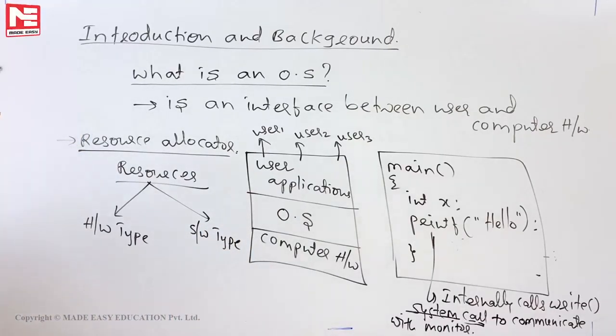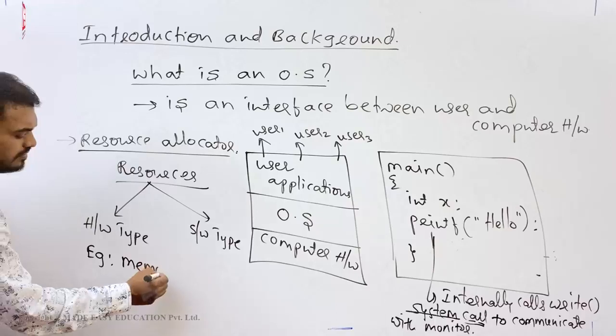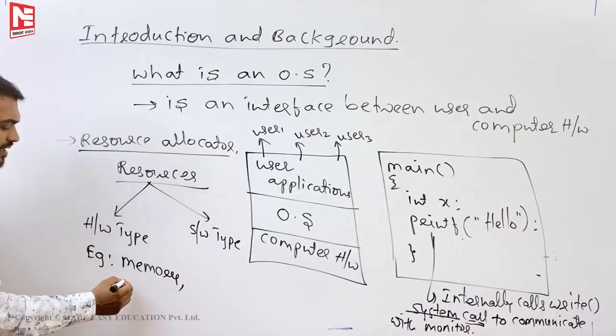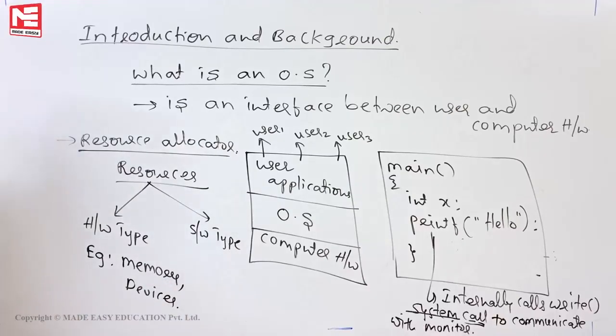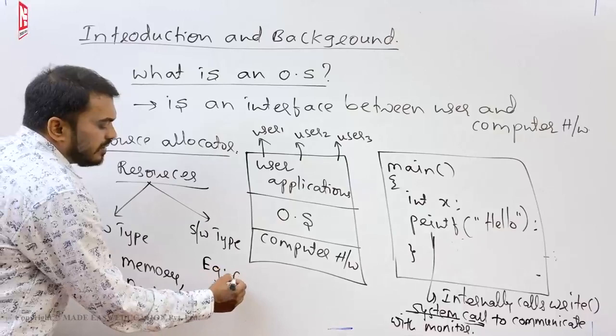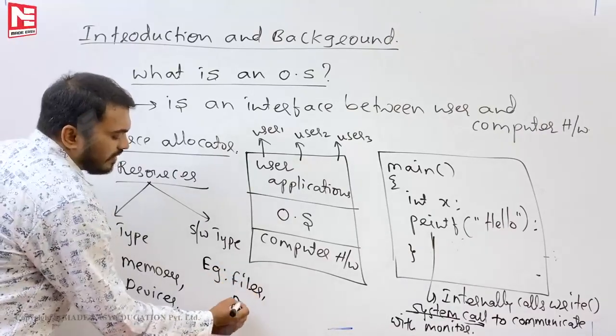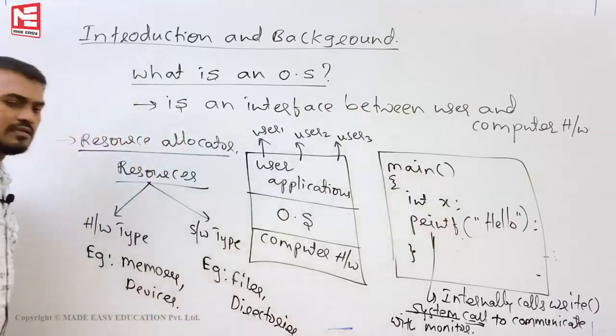Okay, one is a hardware type of resource and next is a software type of resource. Hardware type of resource example is what? Memory. So memory is a hardware resource and next is what? Devices. So these are the hardware type of resources. And software type of resources example will be what? Files and next directories.